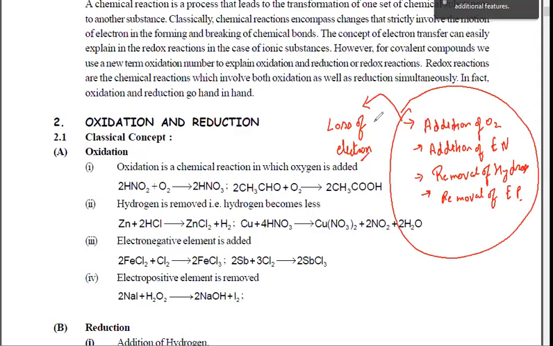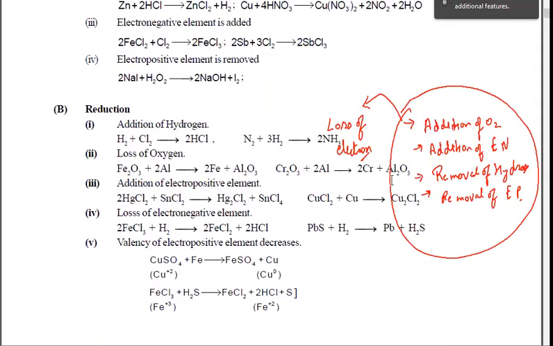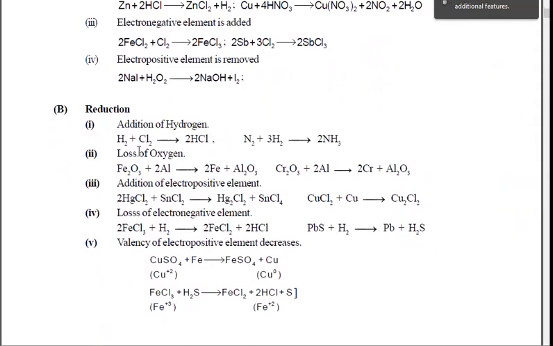Okay, in the same way, when you talk about reduction, this is also the same, which is addition of hydrogen, removal of oxygen, addition of electropositive elements, and loss of electronegative elements, right? So in a nutshell, I can say that the terms oxidation and reduction mean only loss or gain of electron.